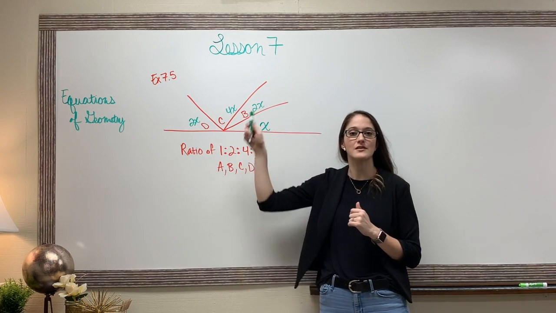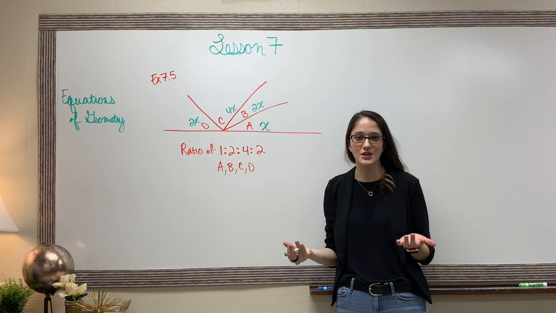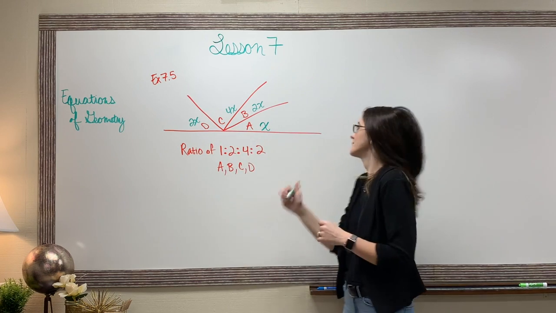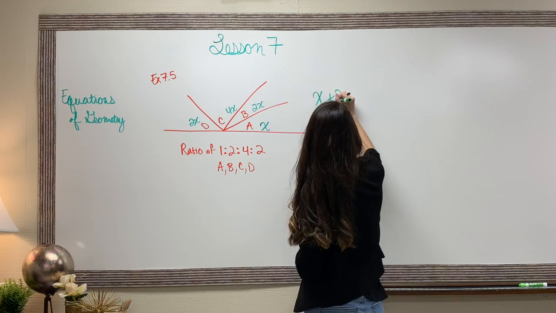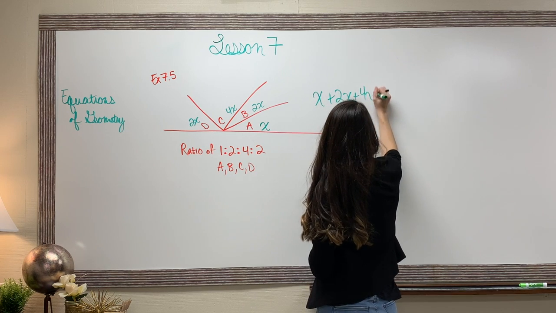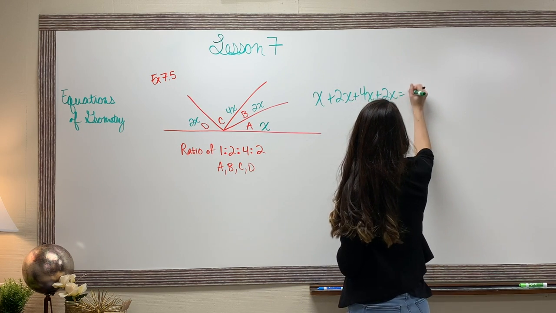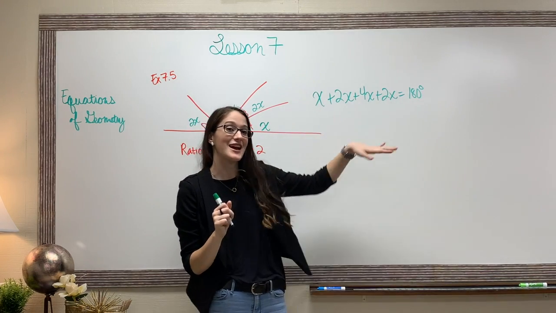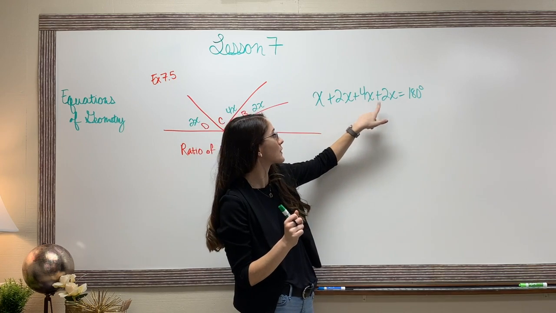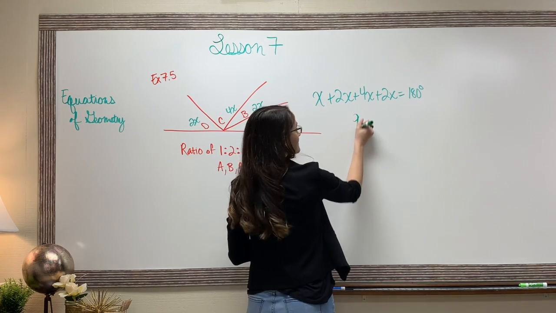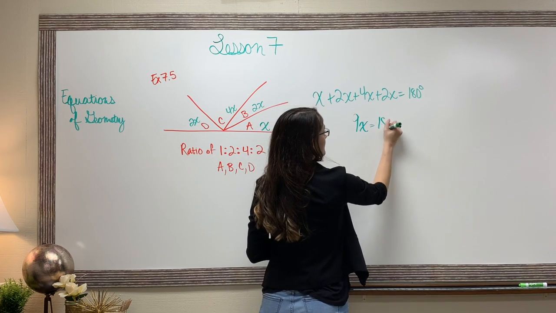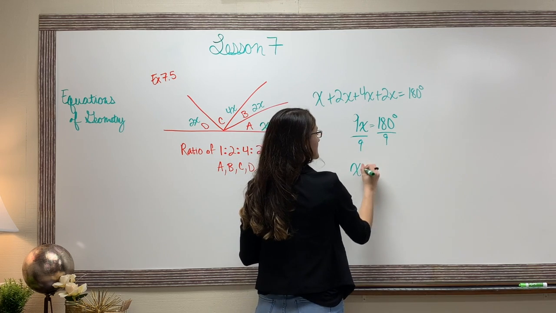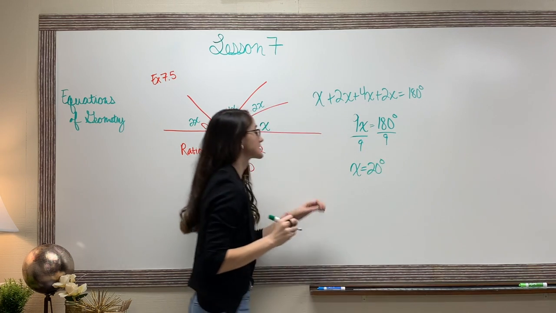Now that we have something a little bit more similar to what we're used to looking at, we can set this up to add all 4 of these angles to 180. And after we get to this point, we can just add like terms. So I have 1 plus 2 plus 4 plus 2, so that's going to be 9x equals 180 degrees. Divide by 9. So x equals 20 degrees. So that's this one.